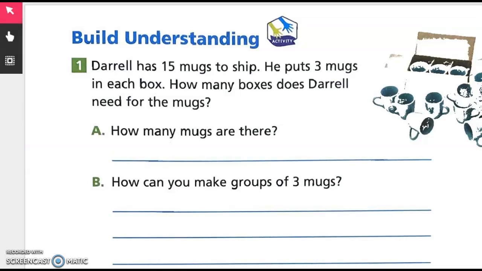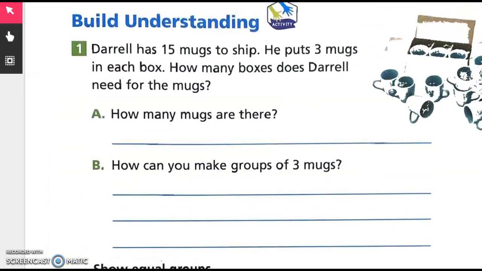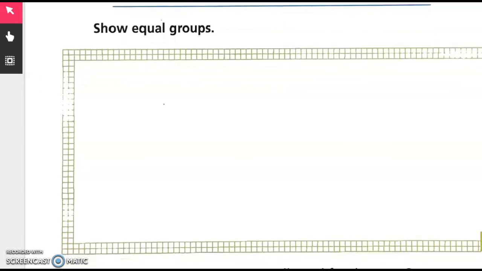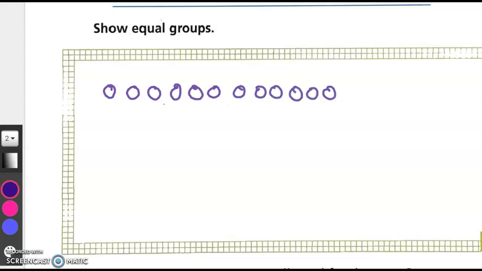We're going to go down, and there's a place to draw a picture. So we're going to draw 15 mugs. It says he puts 3 mugs in each box. So what do we have to do first? Our circles for our groups or 15 mugs? 15 mugs. So we don't have time to sit and draw mugs. Okay? So I'm just going to make circles, and those are going to represent my mugs. 15 of them. Let me know when you get 15 drawn. If you're watching at home, please draw your 15 mugs.